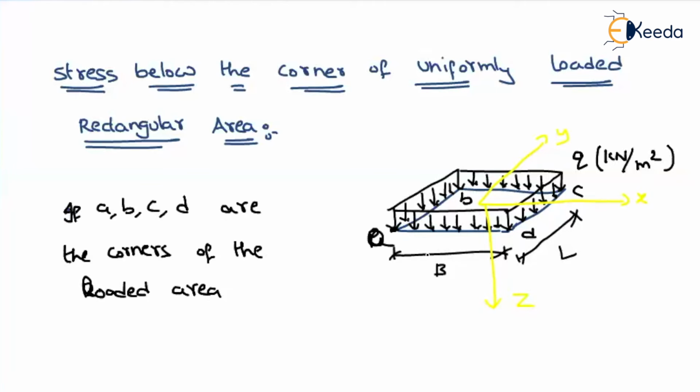You cannot find it at all points. Only on the corners of the rectangular area. So let us see the formulation now. Let us find some constants. Let m be equal to L divided by z, where z is the depth below the ground surface at which you are finding the stress. Similarly, there is another parameter n, which is b divided by z.